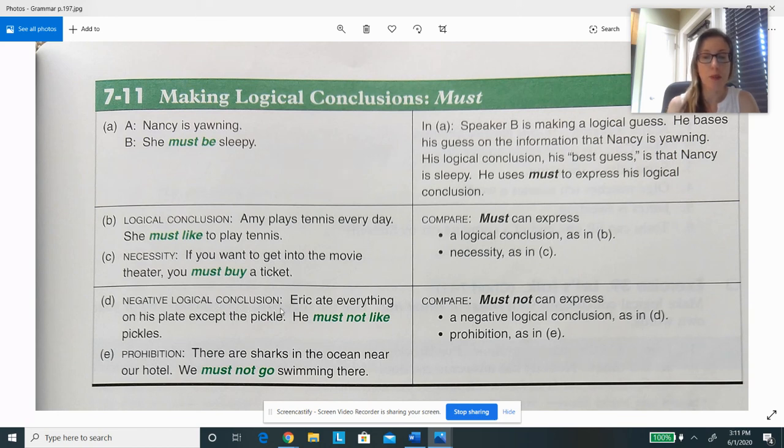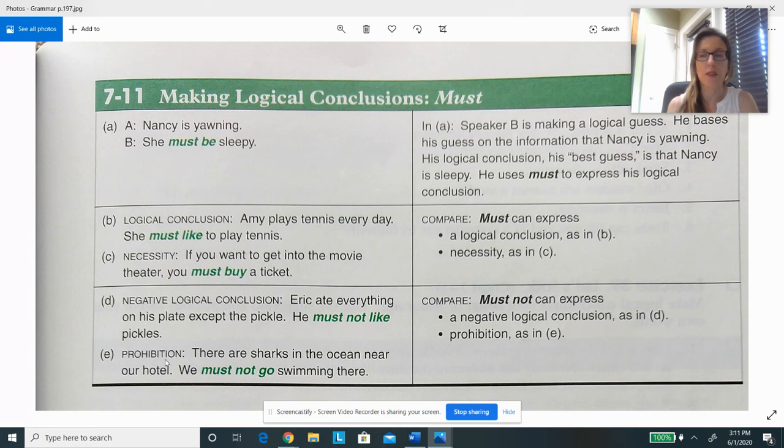All right, now we can also make a negative logical conclusion. So look at the example. Eric ate everything on his plate except the pickle. He must not like pickles. Okay, again, I am making a logical conclusion that he doesn't like pickles.